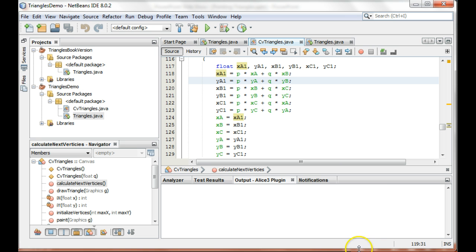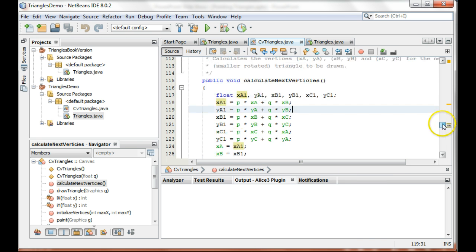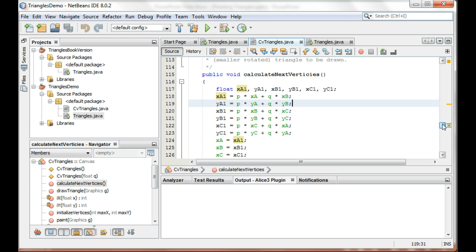Just like in the last one, I'm just going to be looking at the refactored version of the program, the one where I have the triangles and CV triangles classes split into two different files. So we're not looking at the book version, although you'll recognize some of this code from the book version too.